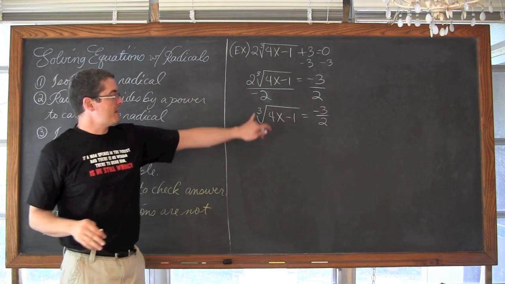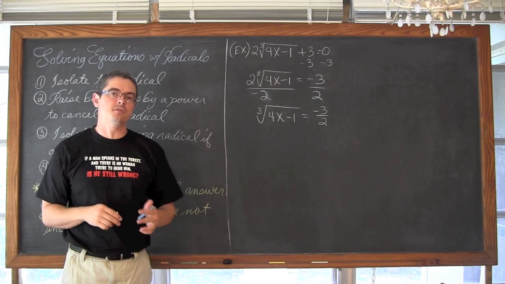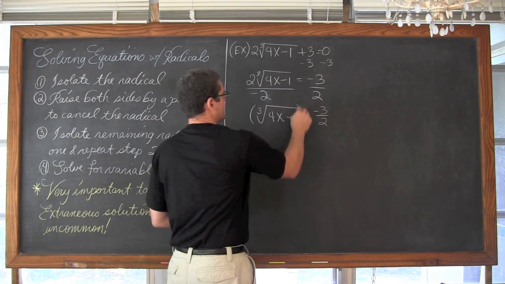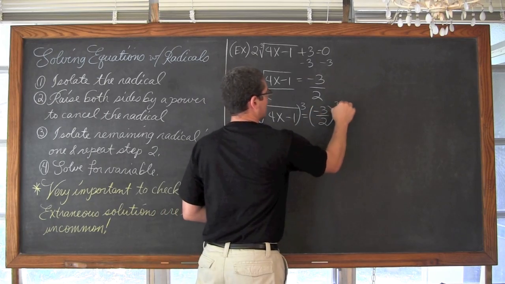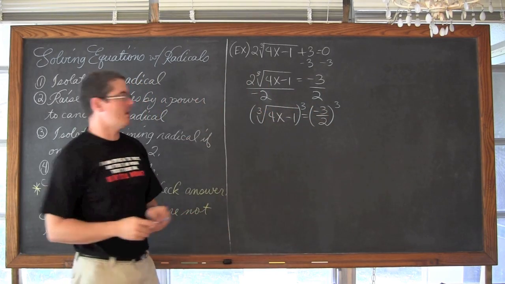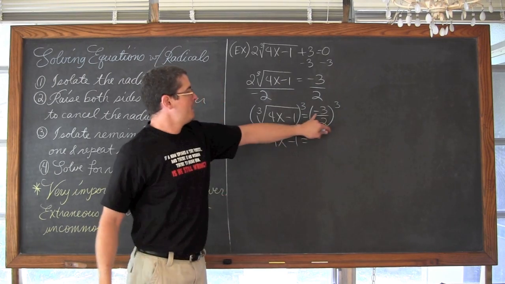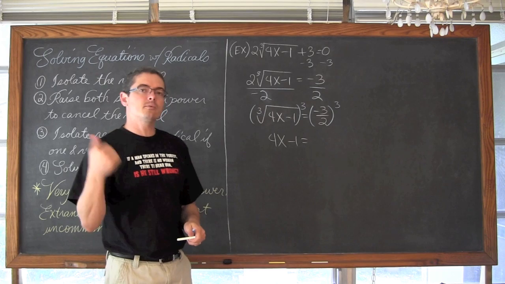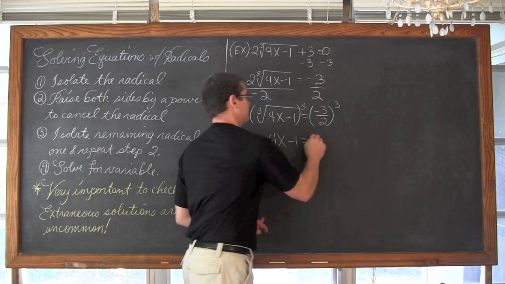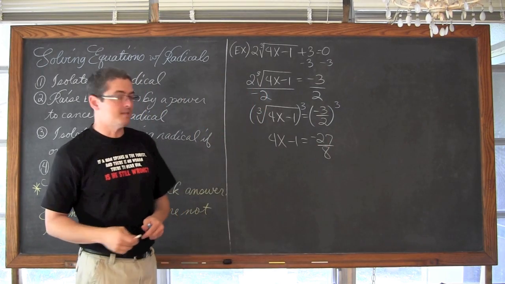Now we're going to undo that cube root. We want to get rid of that radical sign, so the inverse function of cube rooting is raising something to a power of 3. So we're going to raise both sides of this equation by a power of 3. That power of 3 and the cube root are again going to cancel out. So we have 4x minus 1 is equal to negative 3 to the third power. Negative 3 times negative 3 is 9, times another negative 3 is negative 27. And 2 to the third power is equal to 8.